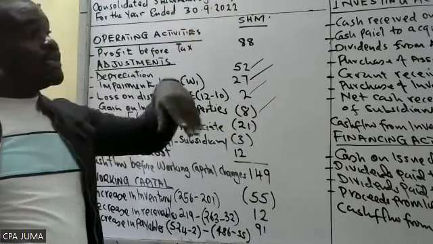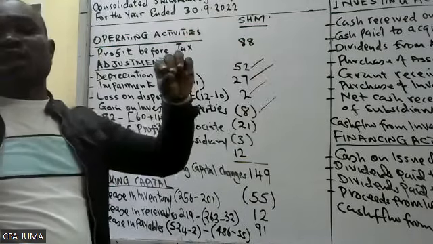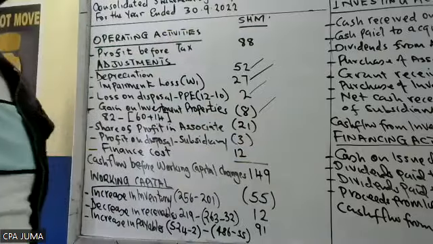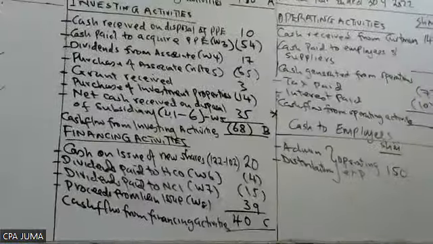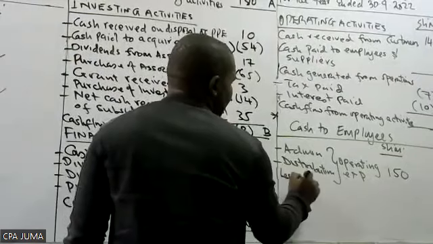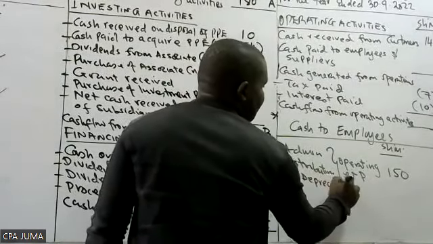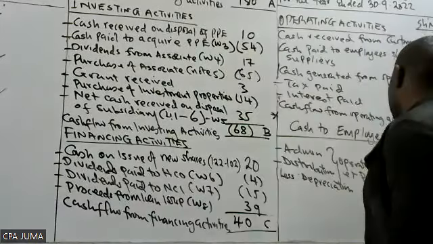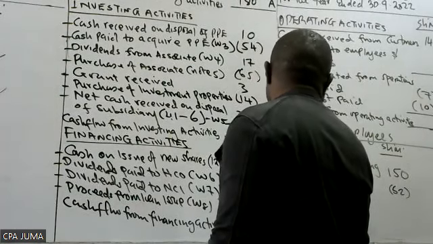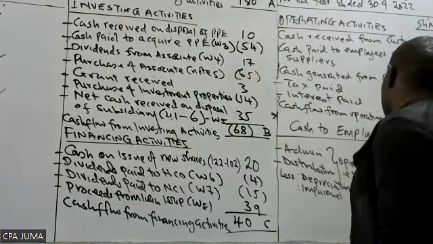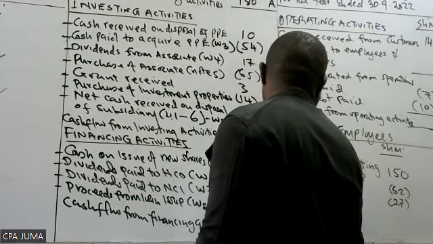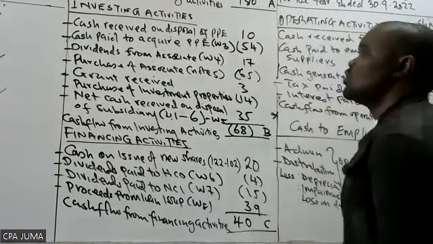So what we do, let's just subtract them from there, because at the end of the day cost of sales and admin and distribution will go as one in the cash flow. So you come here and say less depreciation, an income expense, 52. Impairment, 27. There is no money there. Loss on disposal, 2. There is no money there.